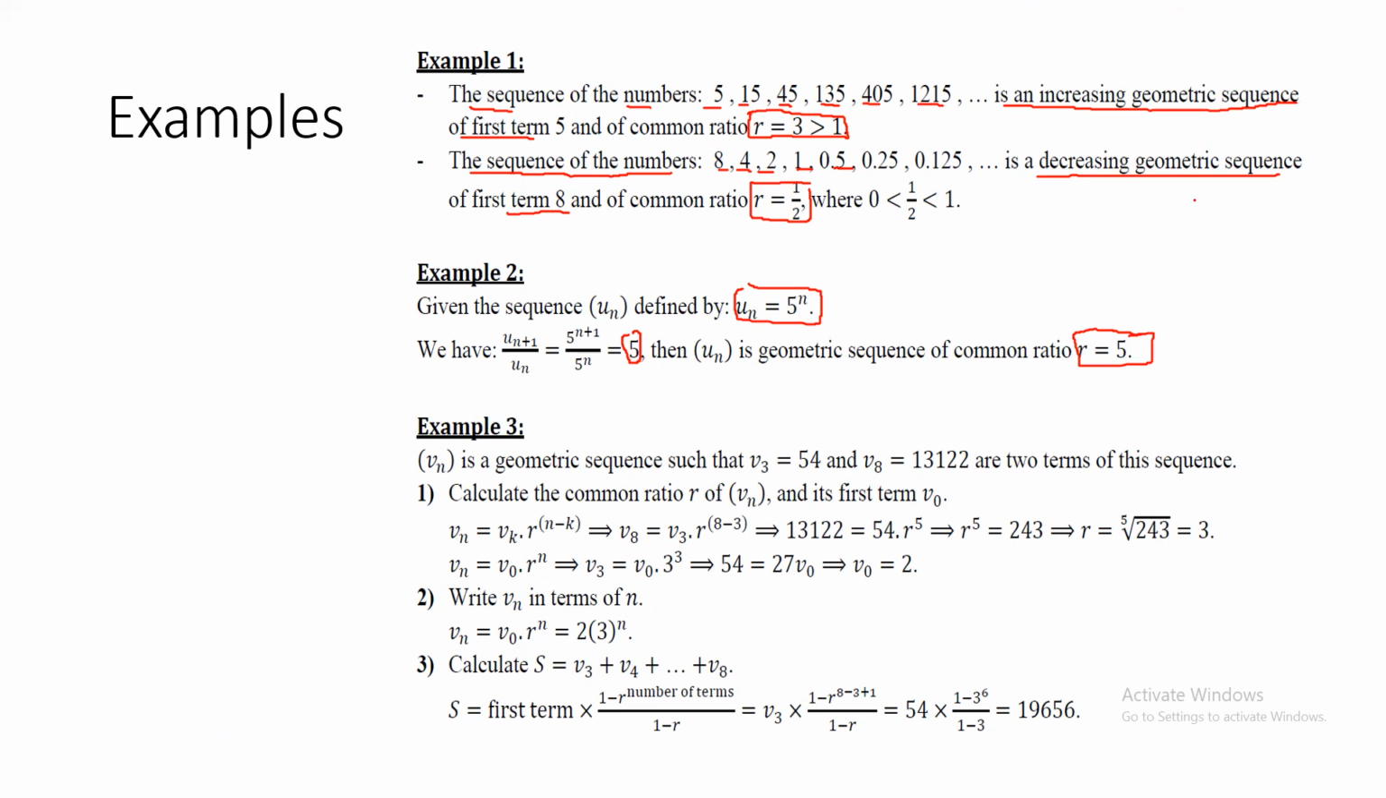Example 3. Vn is a geometric sequence with V3 equal to 54 and V8 equal to 13,122, two terms of the geometric sequence. Part 1: calculate the common ratio r and the first term V0.